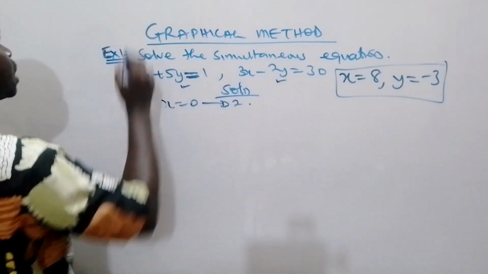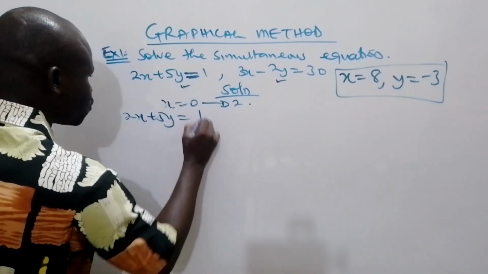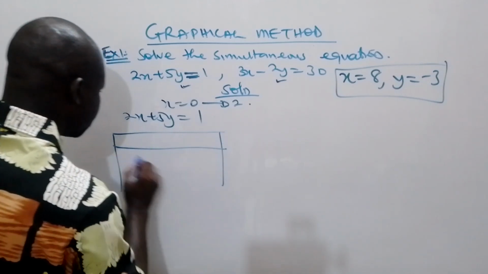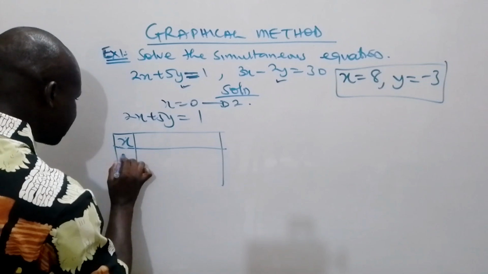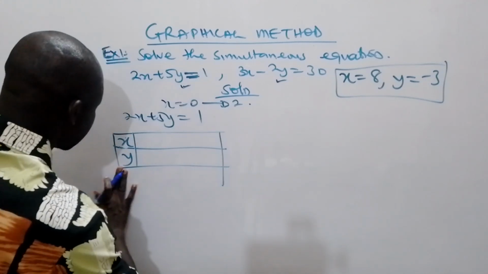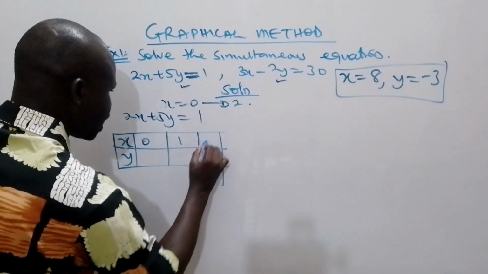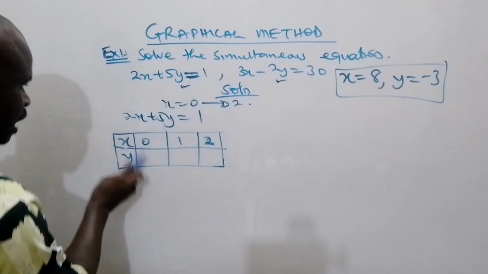When I have this first equation, 2x plus 5y is equal to 1, I will generate values for x, then look for the values of y. I will say this is x, and this is y. So my x ranges from maybe 0, 1, and 2. I'll substitute the values of x to get the value of y.